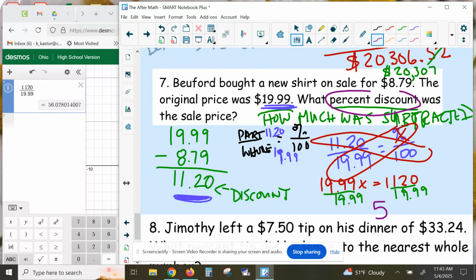Wait, this is a percent, so 56. I'm just going to round it to 56%. So this is how much they had off. 56% off sale. That's a decent sale.